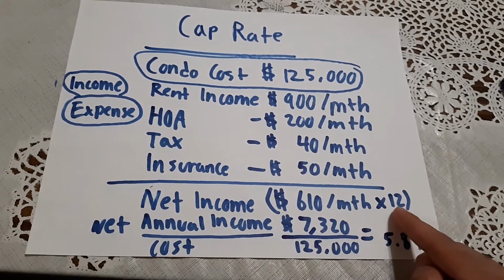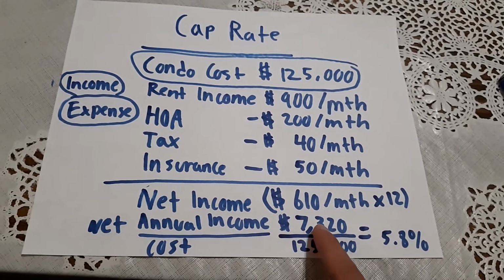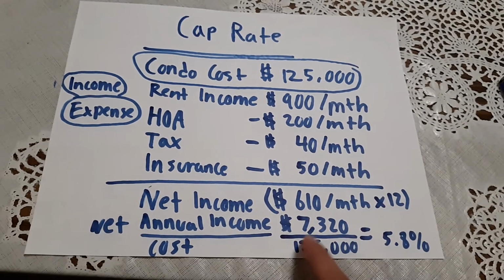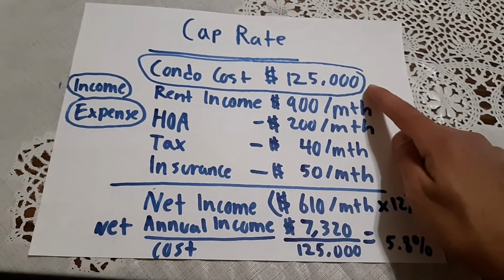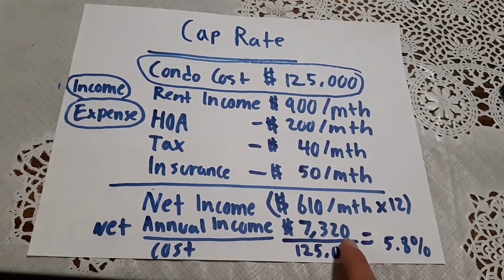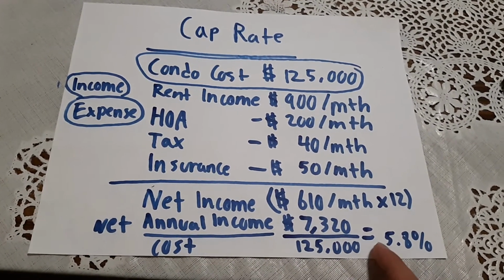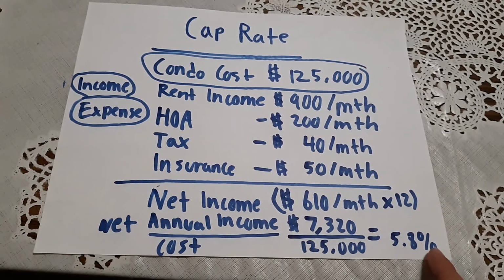and then you multiply that by 12, so now you got your net annual income. That's going to be $7,320. Then you just divide that by the original cost of what you paid for the place. So $7,320 net annual income divided by $125,000 equals 5.8% cap rate.